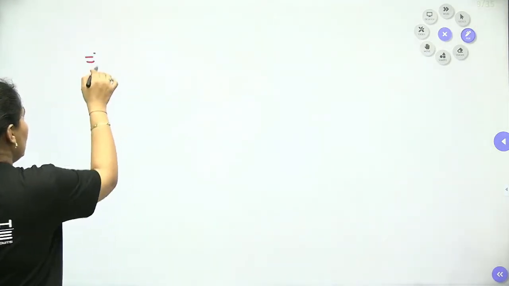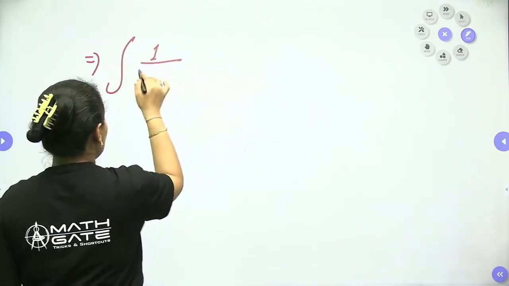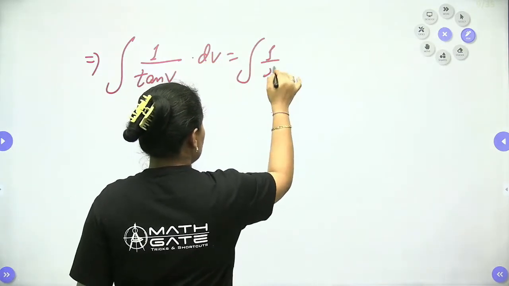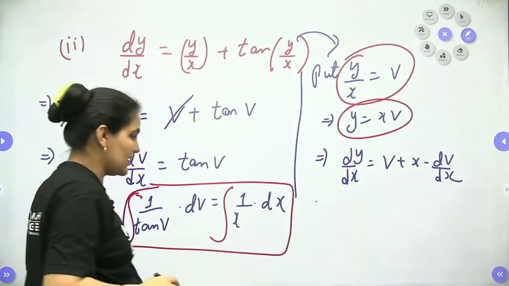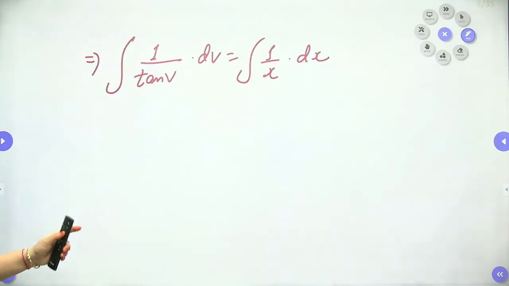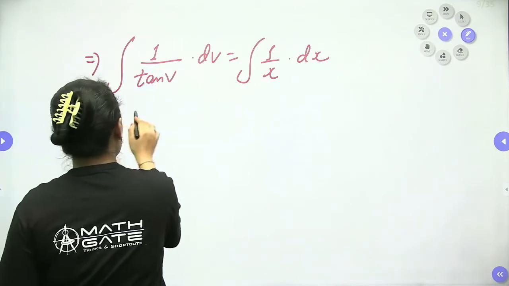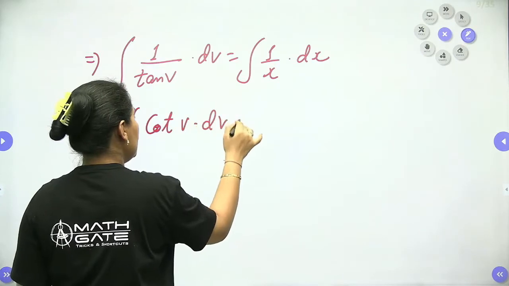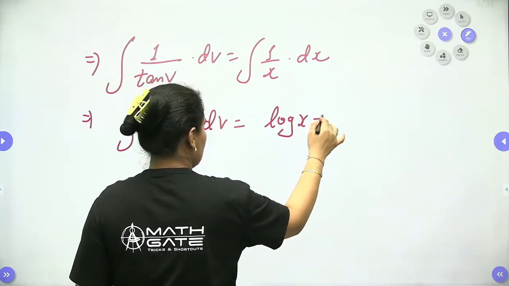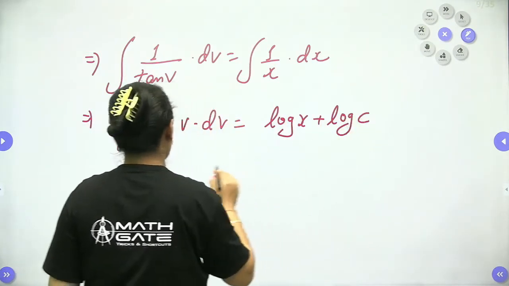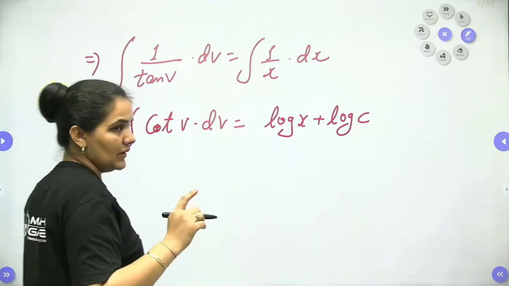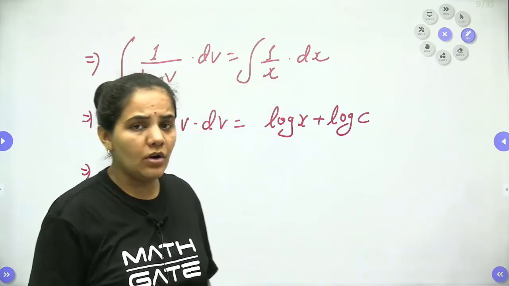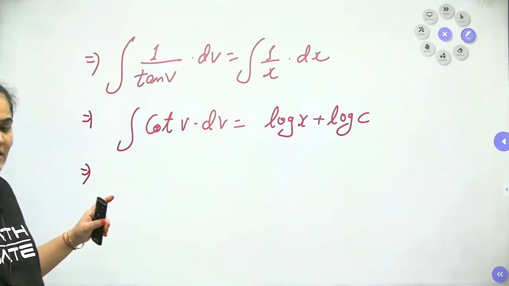When we integrate, let me write down here again, 1 by tan v dv is equal to 1 by x into dx. When we approach it, 1 by tan is nothing but cot of v dv. The integration of 1 by x is log x, and plus here it will be log of c. As I already told you, ln x and log x both are the same thing. So we can go for log x and ln x both, the things are the same.